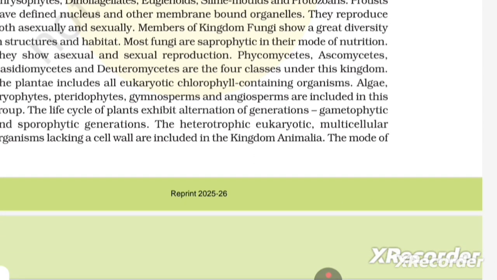The Plantae include all eukaryotic chlorophyll-containing organisms. Algae, bryophytes, pteridophytes, gymnosperms, and angiosperms are included in this group. The life cycle of plants exhibits alternation of generations, gametophytic and sporophytic generations. The heterotrophic eukaryotic multicellular organisms lacking a cell wall are included in the kingdom Animalia.